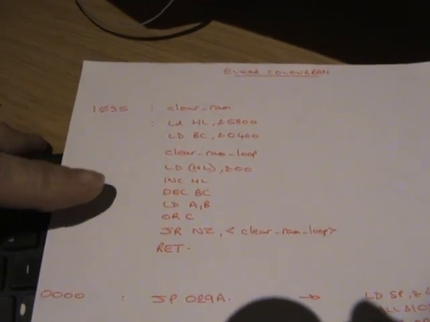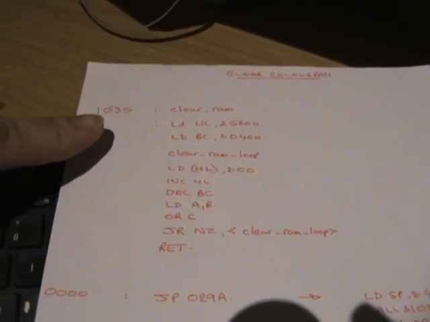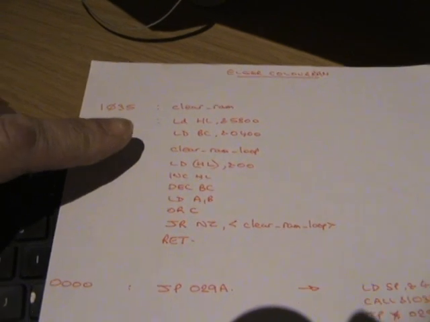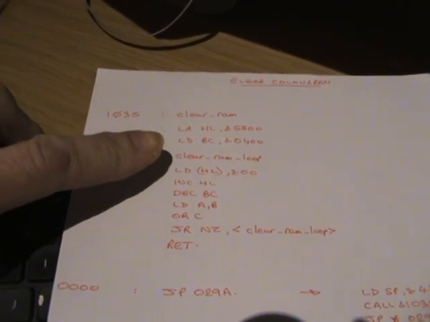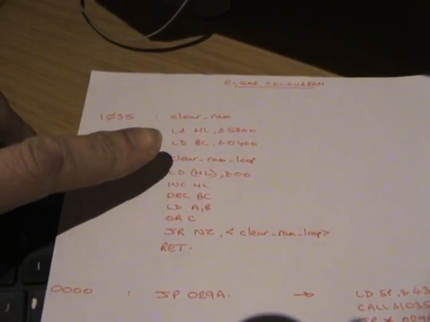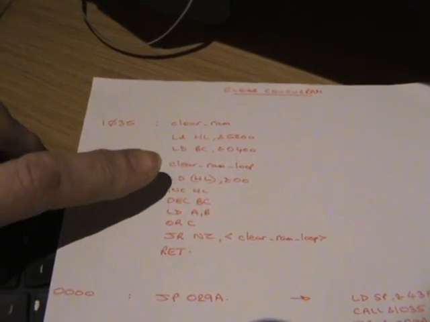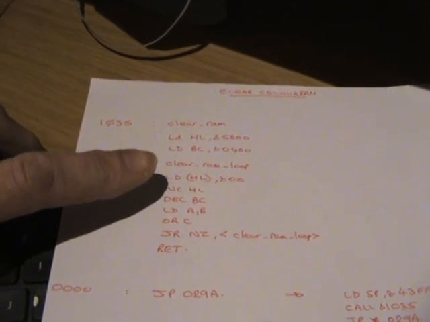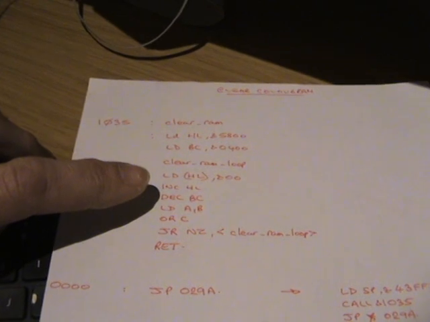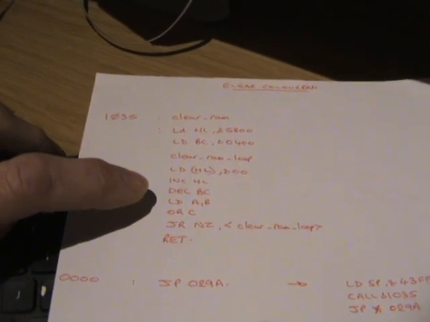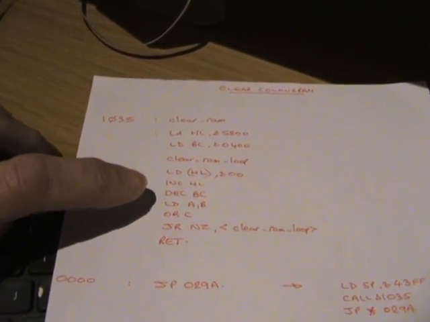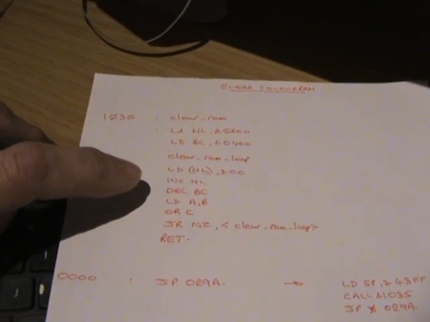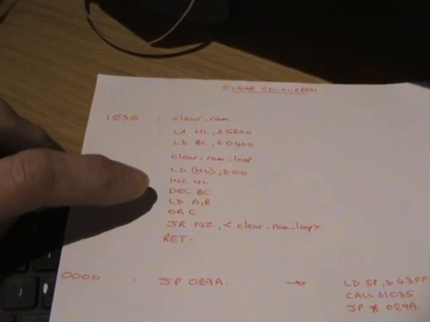So I'm going to make a little subroutine called clear RAM, and it will start at 1035. It simply loads up the address, which is 5800 for the colour RAM, and I load in 0400 bytes of character 0 into all the locations, which basically initializes the RAM. It sets the shift values to 0, the colour values back to 0, etc.